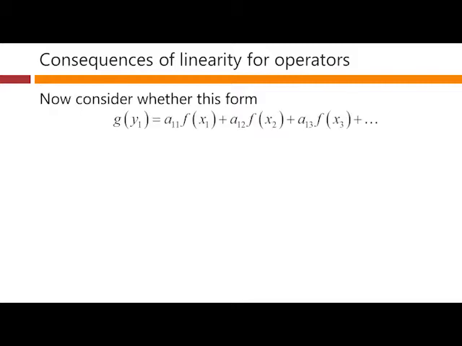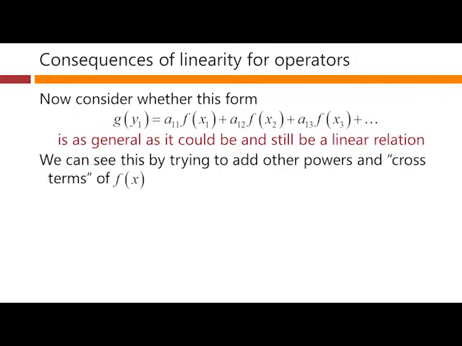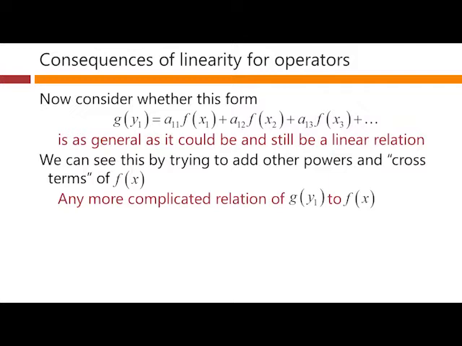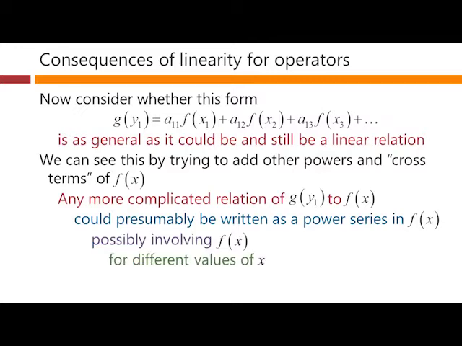Now let's consider whether this form is as general as it possibly could be and still be a linear relation. We can see this by trying to add other powers, or what we'll call cross terms, of f of x in here. And any more complicated relation that we could have of g of y1 to f of x at all of its possible values of its argument could presumably be written as some power series in f of x at all of the possible values of its argument. That might involve f of x for different values of x.